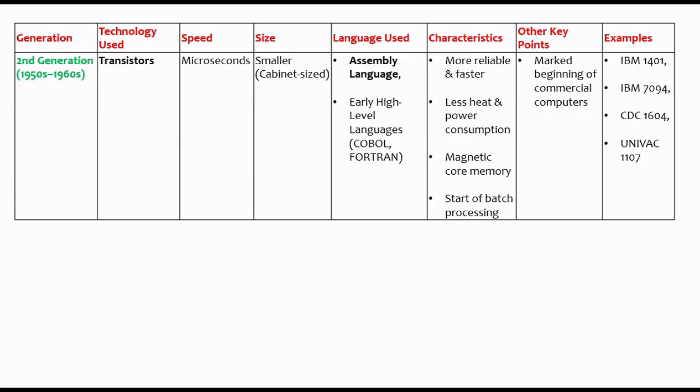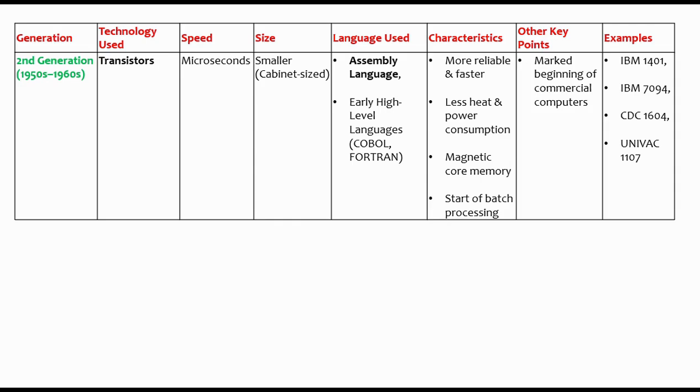Next is the second generation of computers from 1950s till 60s. A major breakthrough came when transistors replaced vacuum tubes. Here a transistor is a small semiconductor device that works like an electronic switch. It is much smaller, faster, more reliable, and does not heat up as much as a vacuum tube. Because of transistors, computers became smaller, cooler, and faster with speed measured in microseconds, that is 1 millionth of a second.